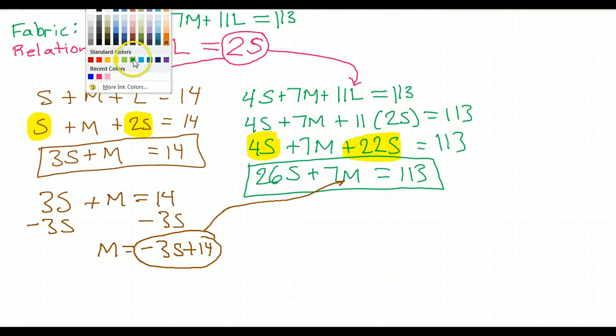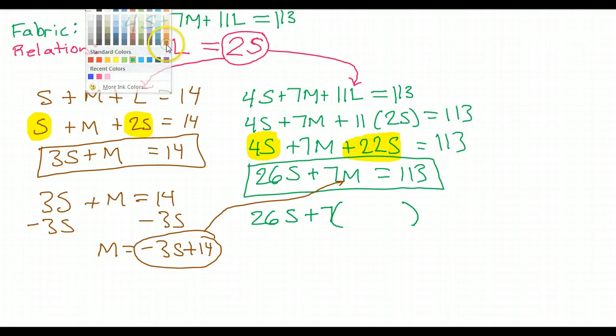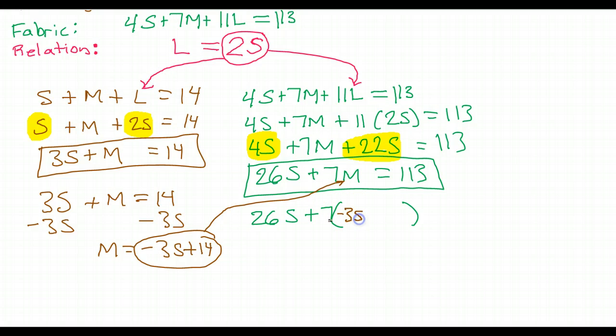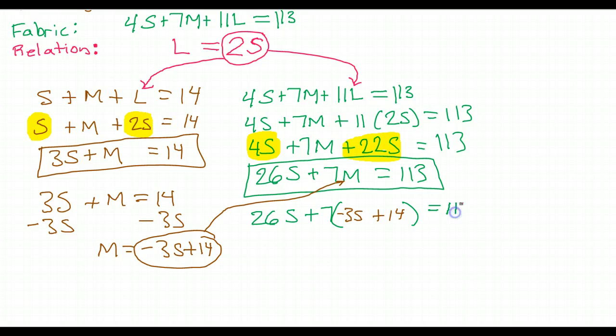Okay, so now this is going to become 26S plus 7M. Now the M stuff, I'll just write it brown just for one more second, so that would be our negative 3S plus 14. It's this, and that's equal to 113. So gotta do the distributive property here. So I've got 26S, and that's going to be minus 21S, and that's going to be plus 98 is equal to 113.